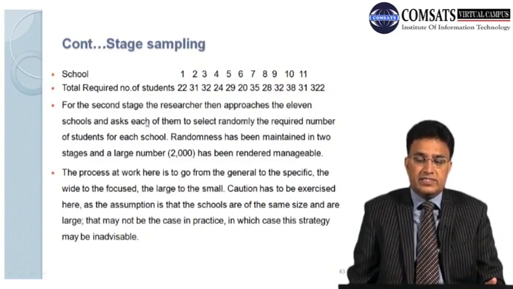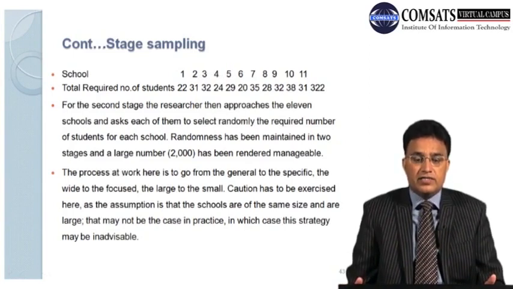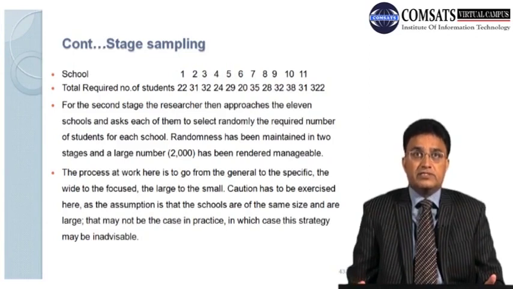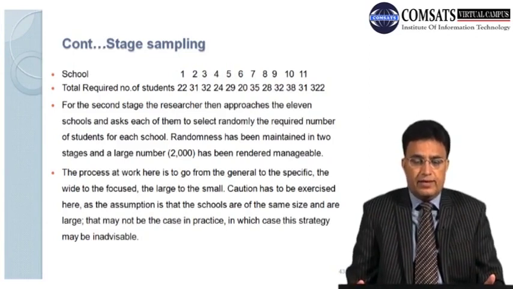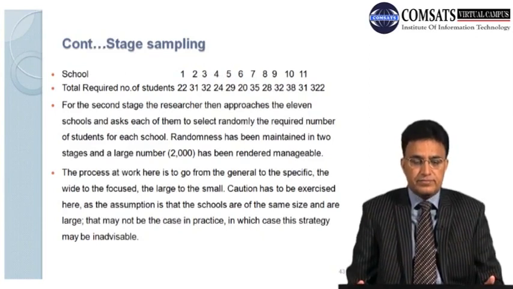For the second stage, the researcher then approaches the 11 schools and asks each of them to select randomly the required number of students for each school. Randomness has been maintained in 2 stages, and a large number, 2,000, has been rendered manageable.